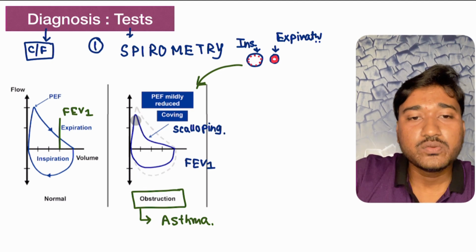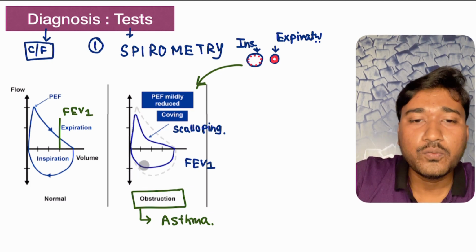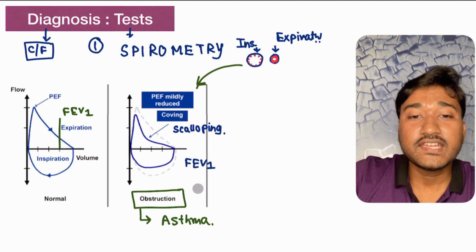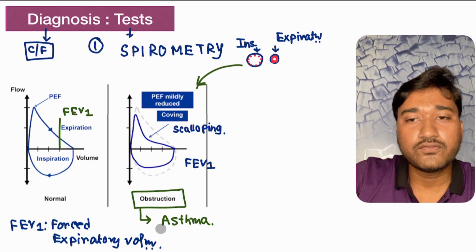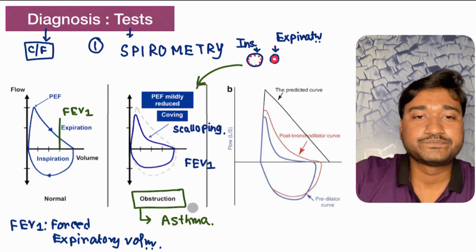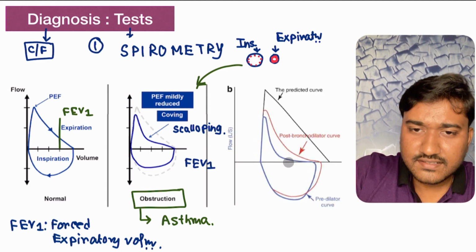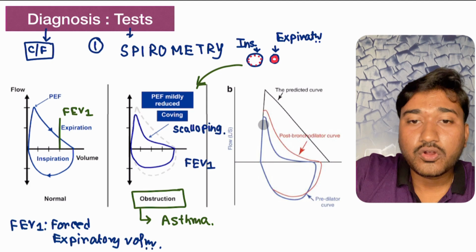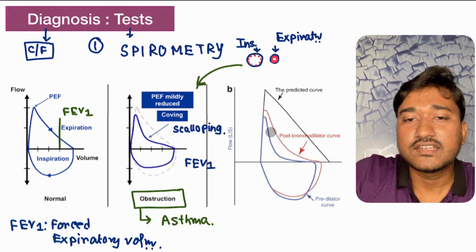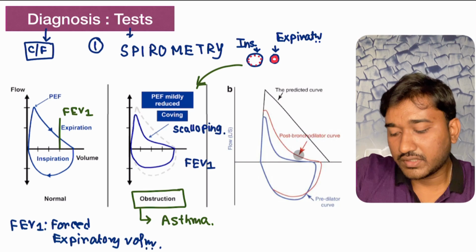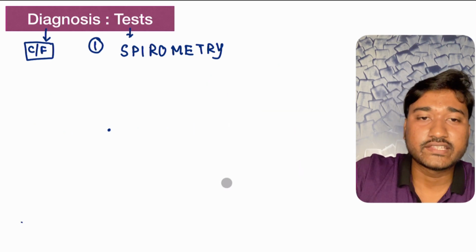So look here, during expiration there is scalloping or coving, and there is significant reduction in FEV1, your forced expiratory volume in first second. And this is the curve. After giving bronchodilator therapy, there is excellent response, therefore the curve is basically increasing here. Look here. So you can remember like that.